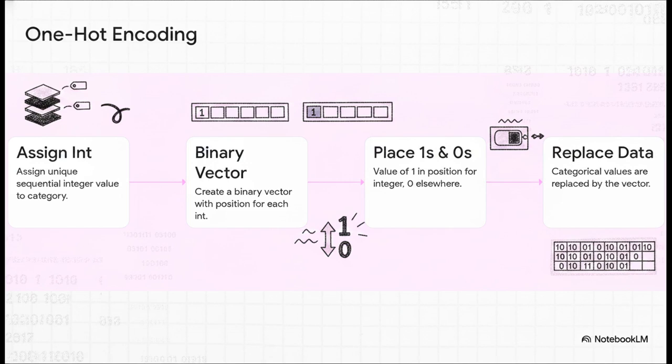First, each possible category gets a unique integer value. Then, we build a binary vector with a specific position for each of those integers. To translate a category, we just flip a single switch to 1 in the spot that corresponds to that category, and we leave every other spot as a 0. Finally, we swap out the original text in our data frame with this brand new binary vector.